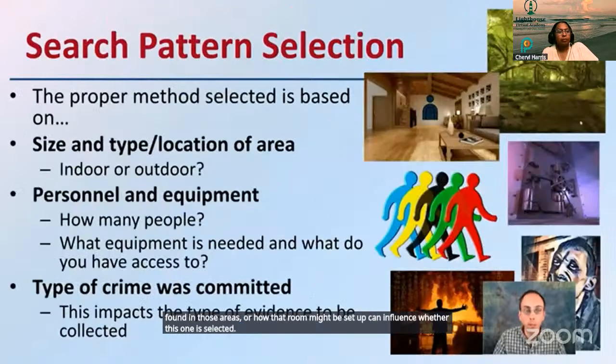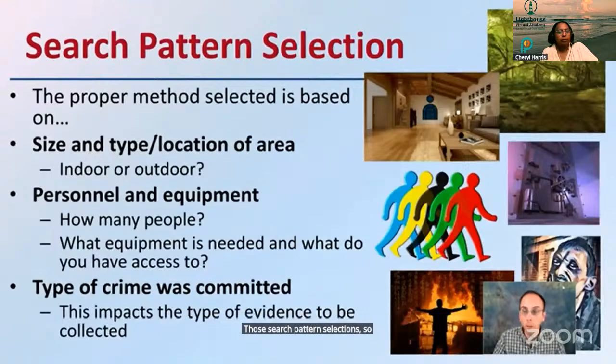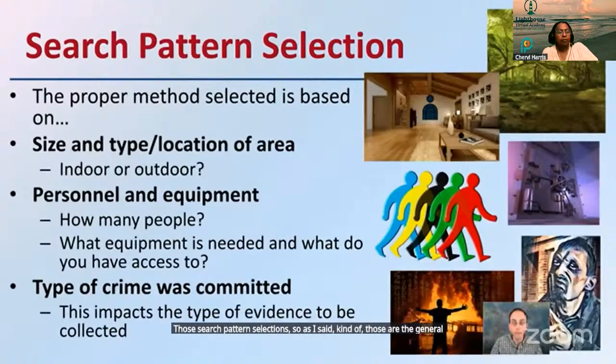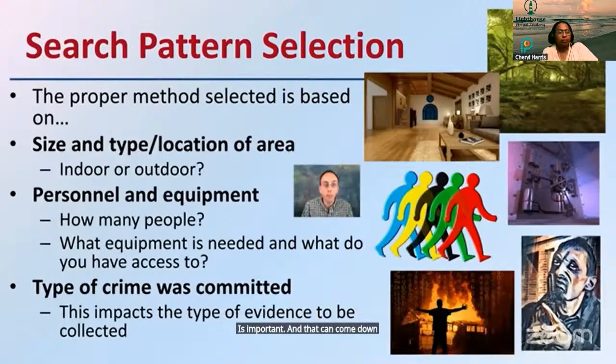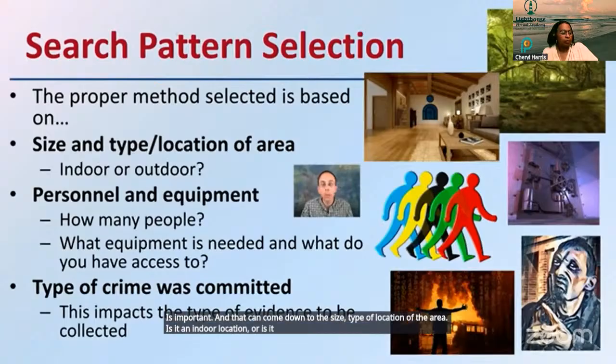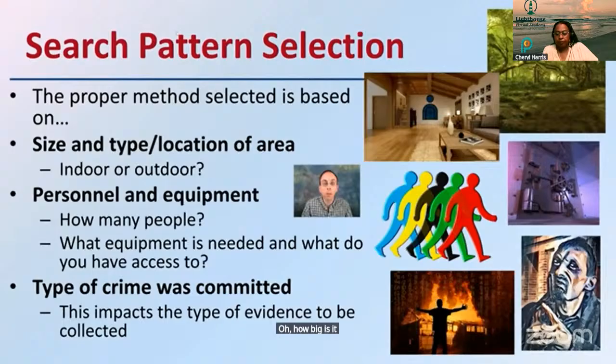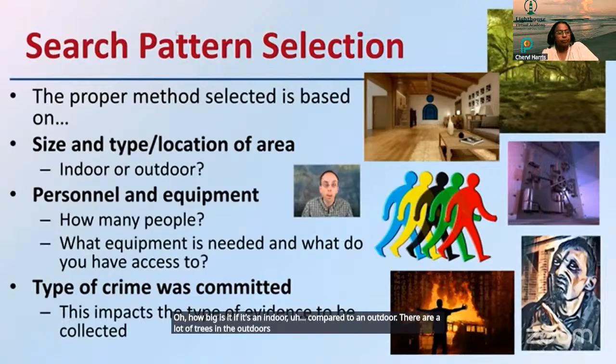Those search pattern selections, so as I said, those are the general overview, but how we actually go about selecting or determining which one we're going to use is important. And that can come down to the size, type, and location of the area. Is it an indoor location or is it an outdoor location? How big is it if it's indoor compared to outdoor? There are a lot of trees in the outdoors, an open park, things to consider.